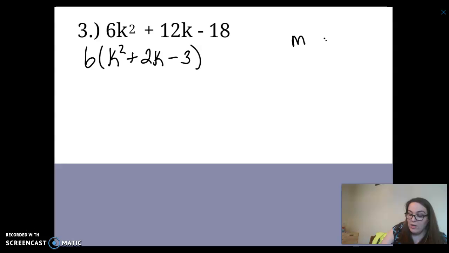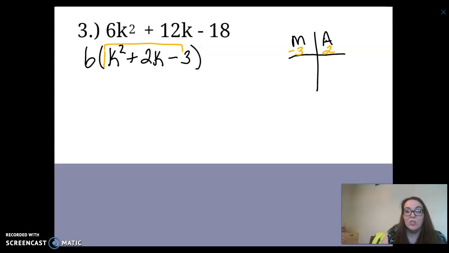Now when I come over here and ask what are we going to multiply to and what are we going to add to, I am using the new numbers inside this parentheses, meaning I'm using the 1 that's in front of the k squared and that negative 3. So I am multiplying to negative 3, adding to 2. Numbers that multiply to negative 3 and add to 2. Let's go with negative 1 times positive 3.